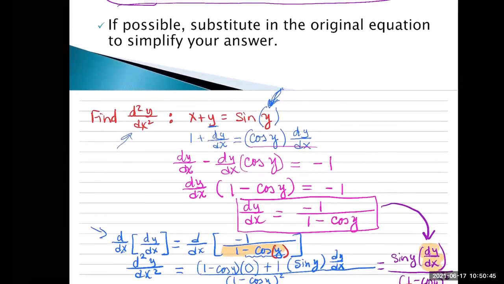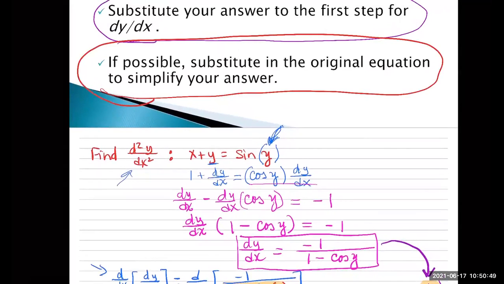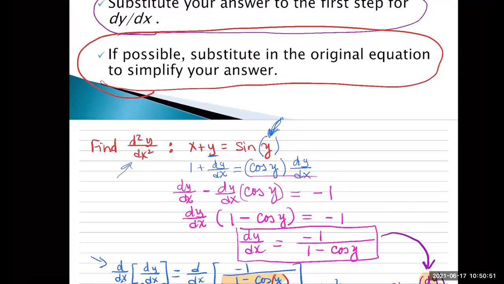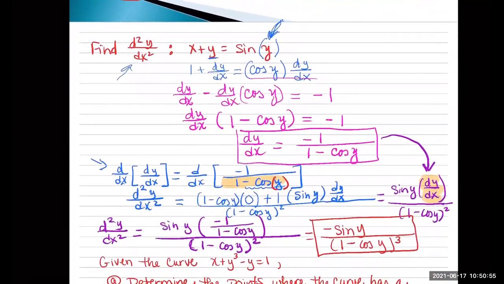I want to talk about this last comment. If possible, substitute into the original equation to simplify your answer. I want to show you what I mean by that. This is a great example to show you. It depends on what you're doing with that, whether you would want to keep simplifying or not. So if you got to here, that's great. But sometimes you can make it better by going back to your original equation.